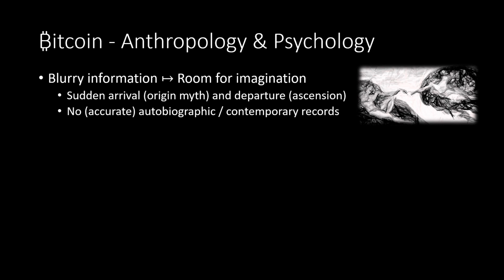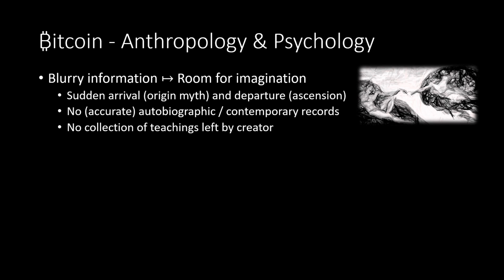Satoshi Nakamoto, of course, acted for the purpose of protecting his own privacy and avoiding a central point of failure, but as a result of that, we don't have any accurate autobiographic information or contemporary records. That's one reason why we started this investigation. He also didn't leave a collection of teachings.